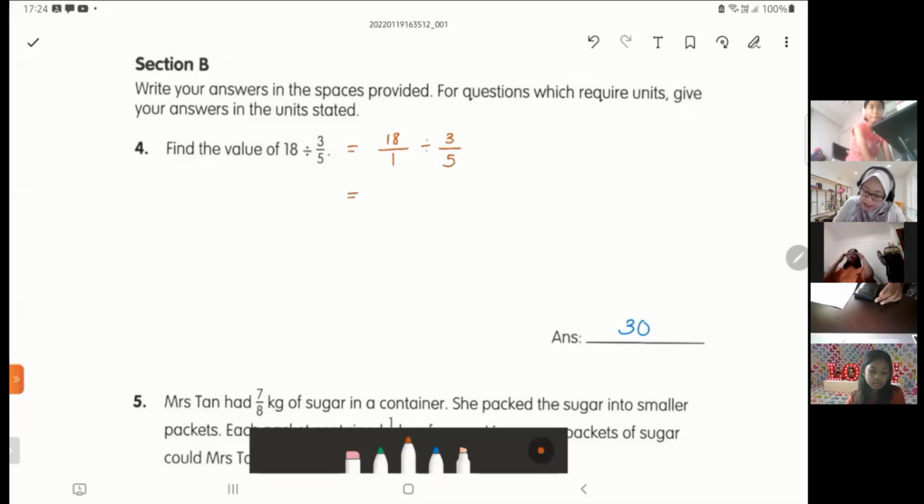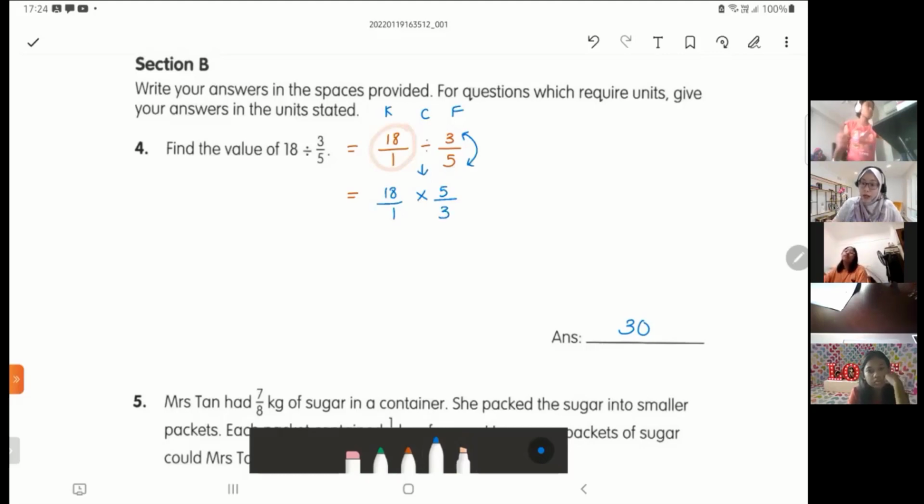Now let's apply the KCF, okay? Keep, change, flip. So what do I keep? I keep this 18 over 1. Keep it. So it becomes 18 out of 1. Change this division to times. Flip means exchange the place of your number 3 and number 5. So 5 goes on top, 3 goes below. Right? Now you will have multiplication of fraction.